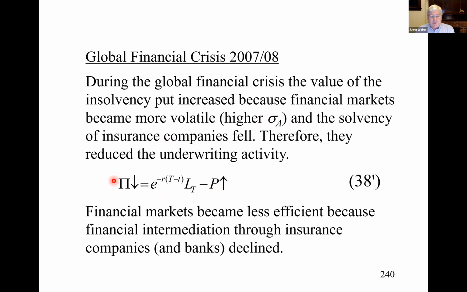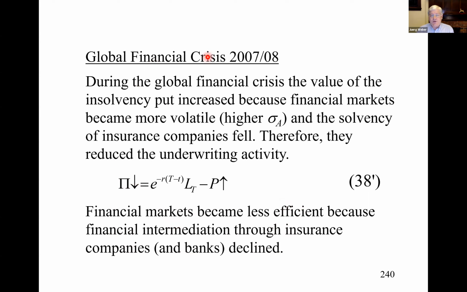So the insolvency put increases, it's negative. So the optimal premium income of the insurance company falls. So insurance companies will do less business. They will do less financial intermediation. And so the financial markets will become less efficient. Naturally, also the banks will shrink their balance sheets. They also will do less financial intermediation. So during a financial crisis, naturally, the financial markets become less efficient.